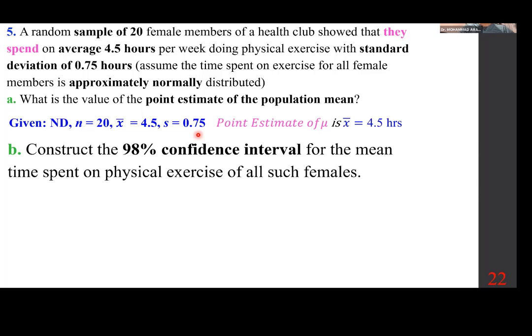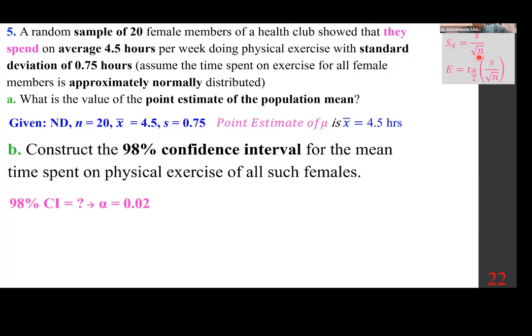We want to construct the 98% confidence interval for the mean time spent on physical exercise of all such females, which means we are going to use X bar plus minus E again. However, in this case, E is t alpha over 2 times S over square root of N, and the standard error is S over square root of N. So we use the t distribution. That's the key difference here.